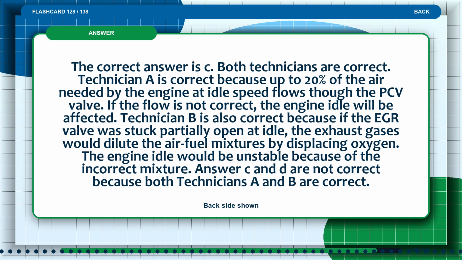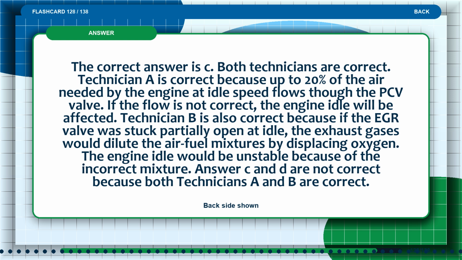The correct answer is C. Both technicians are correct. Technician A is correct because up to 20% of the air needed by the engine at idle speed flows through the PCV valve. If the flow is not correct, the engine idle will be affected.